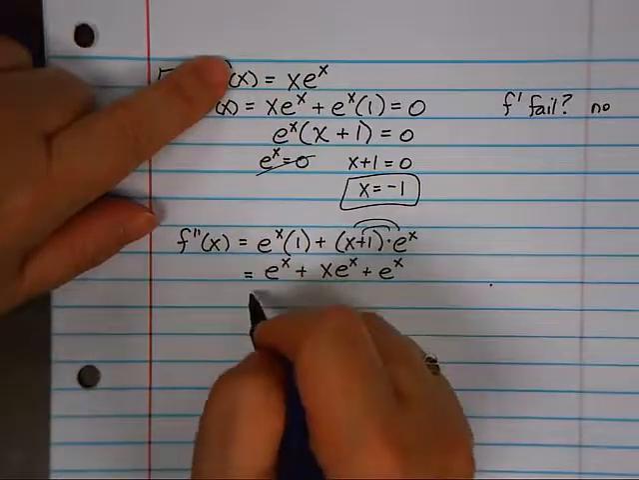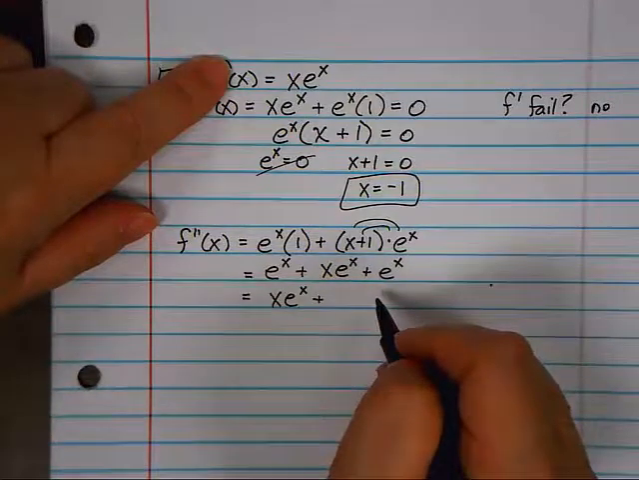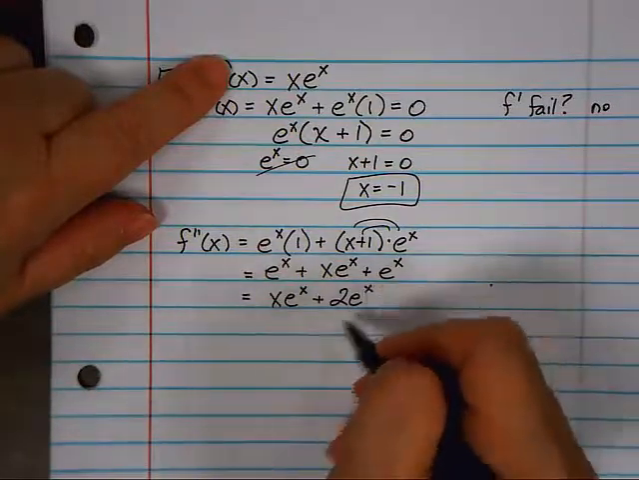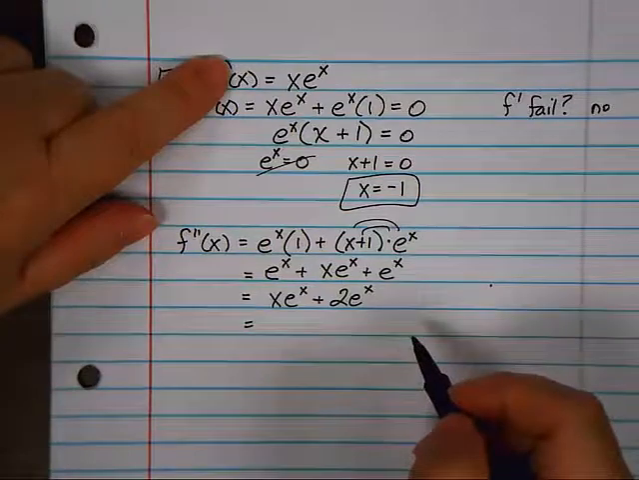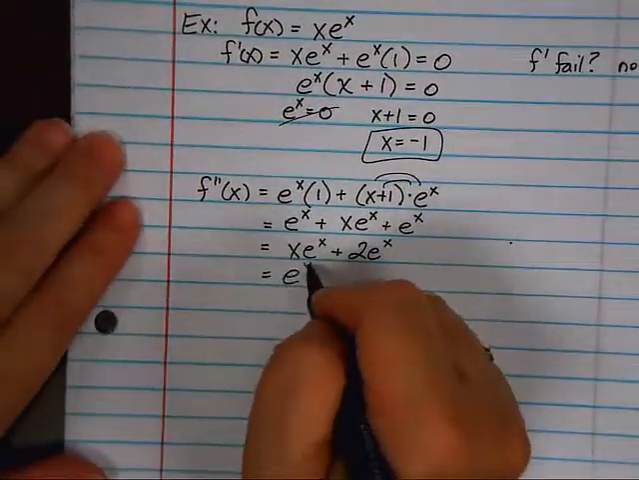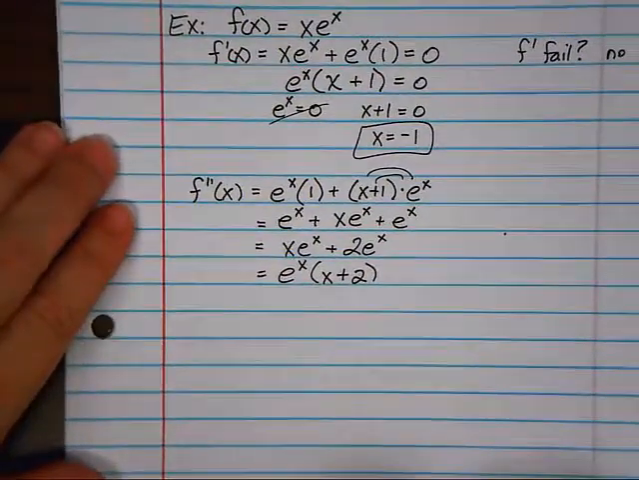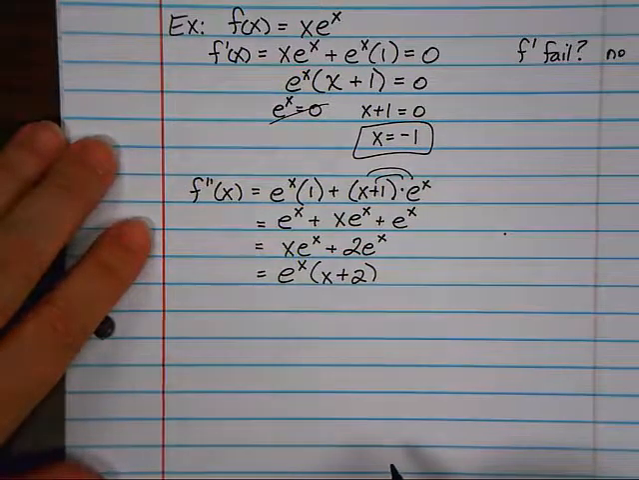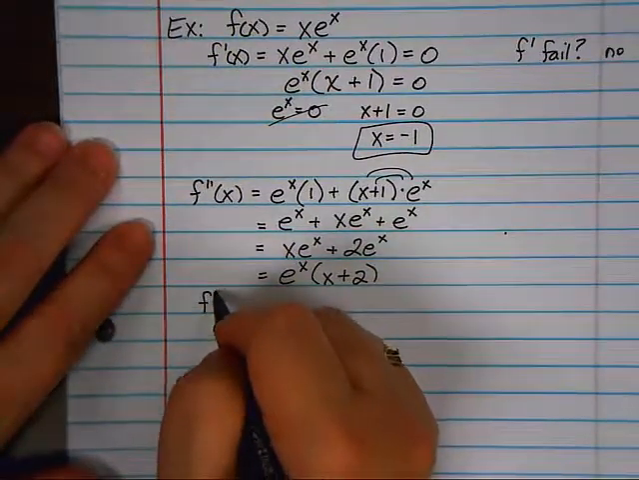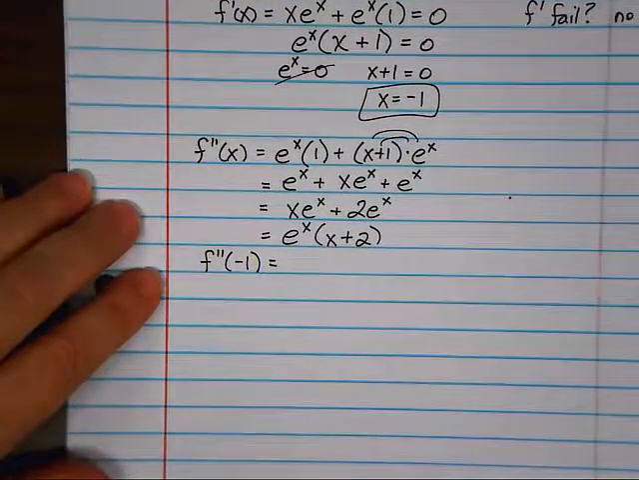So I have x e to the x plus how many e to the x's? 2 e to the x. It's easier to plug in the values if it's factored. So what can I factor out of that? E to the x, leaving me with x plus 2. Agreed? Okay. You're going to want to set it equal to 0 so bad, at least once when you do this homework. Do not do that. So we want to do f double prime of our only critical point, -1. We're going to do this without a calculator.